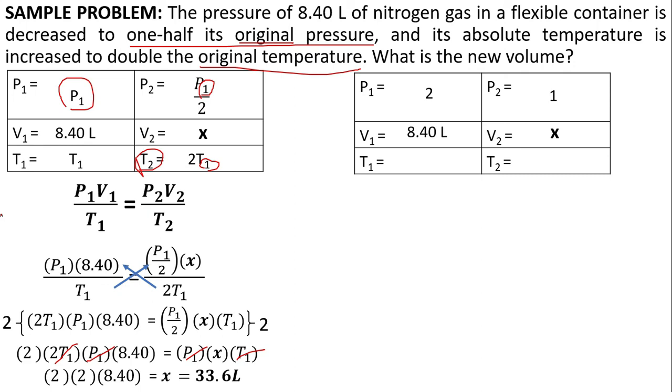And for the temperature, if I let 1 be T1, T2 will become 2, because again, the temperature is doubled. It's double the original temperature. So T2 will be 2. Now just substitute the given into the formula and solve for X. You will still get the same number, 33.6 liters. But if you do this, make sure you don't get confused with the numbers, and make sure that it follows the requirement.